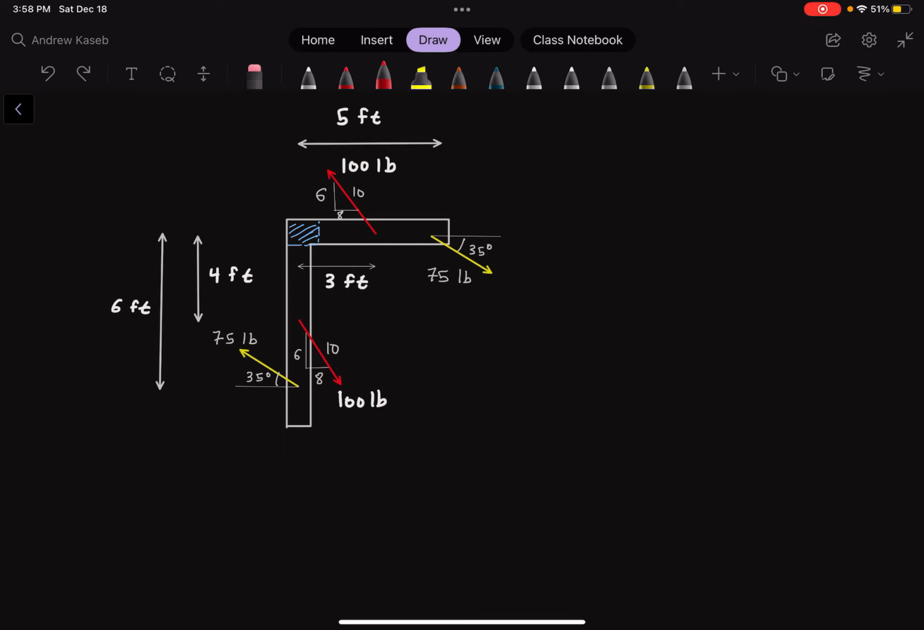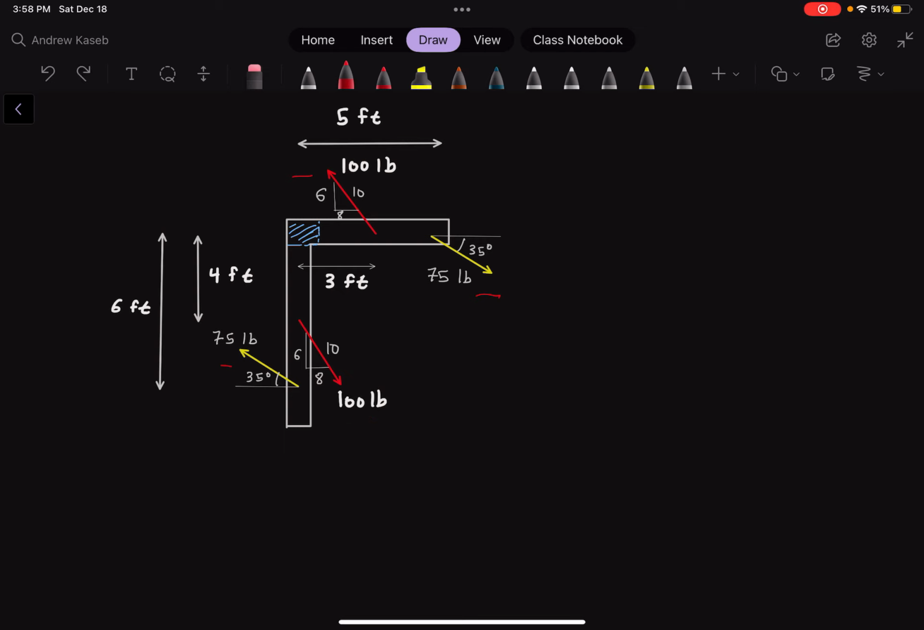So if you look at the two yellow forces, the one that's right here and here, you can see that they're both 75 pounds, but they're in opposite directions. We also have another couple moment right here, these two red ones. They have the same magnitude, which is 100 pounds, but they're also in opposite directions.